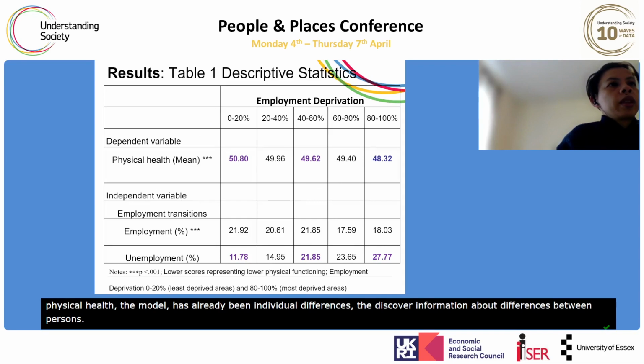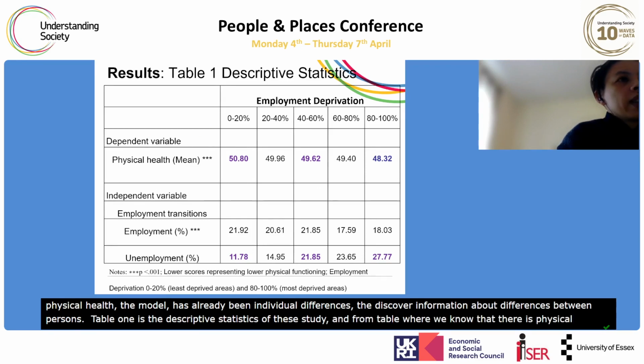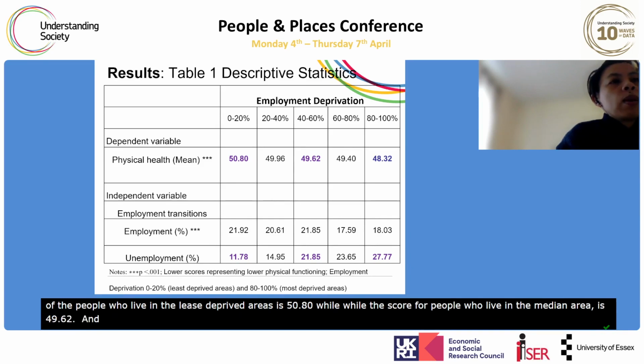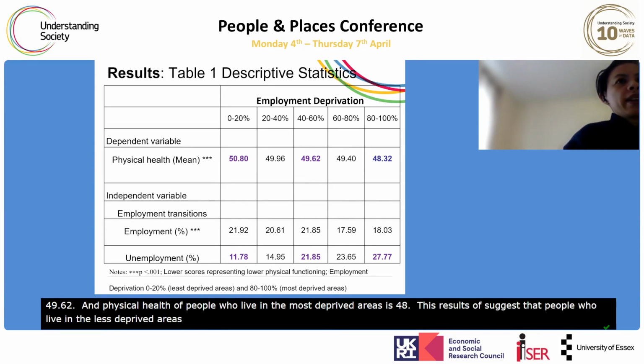Table 1 is the descriptive statistics of this study. From Table 1, we know that the physical health score of people who live in the least deprived area is 50.80, while the score for people who live in the median area is 49.62. The physical health score of people who live in the most deprived area is 48.32. This result suggests that people who live in less deprived areas are healthier than people who live in deprived areas.